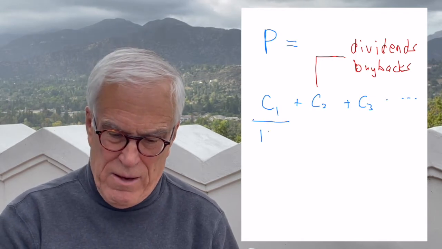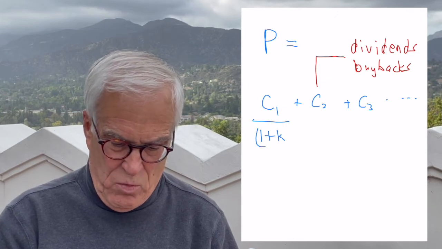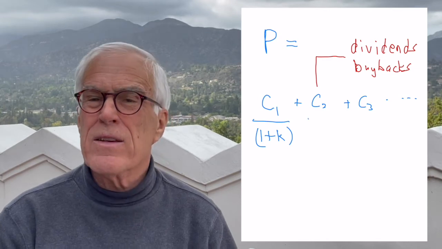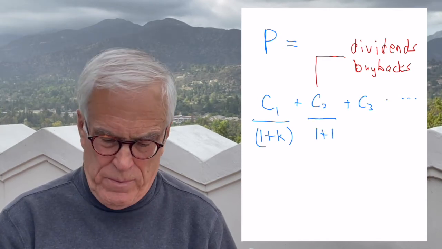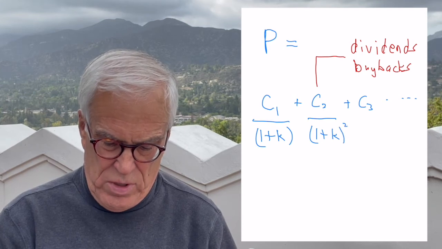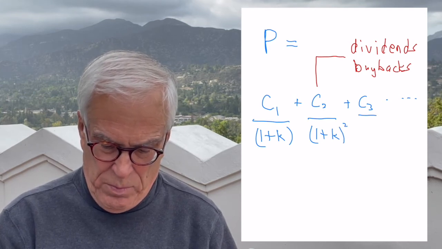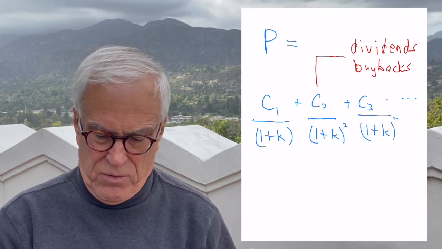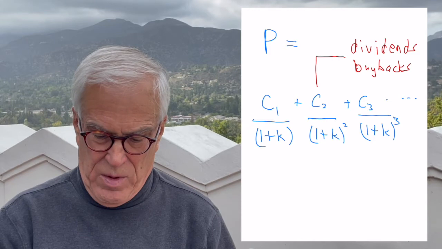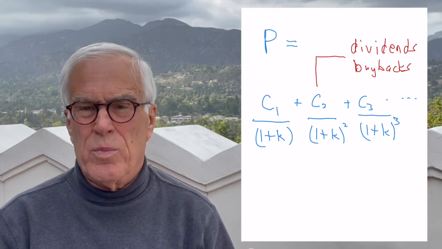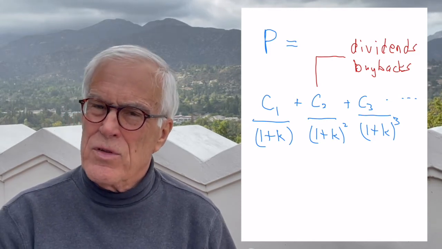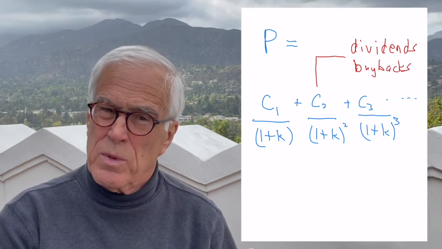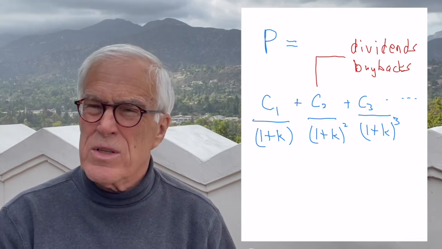So I'm going to do that now. For C1, I divide it by 1 plus K. And K is the discount rate. I'll explain that in a moment. For C2, it's 2 years, so you divide it by 1 plus K squared. For C3, it's 3 years. You divide it by 1 plus K cubed. And that gives you the present value of those cash flows, which should be equal approximately to the price you paid. Now, where does this discount rate come from?